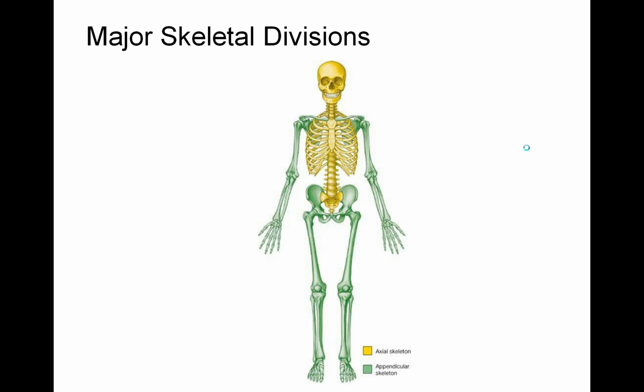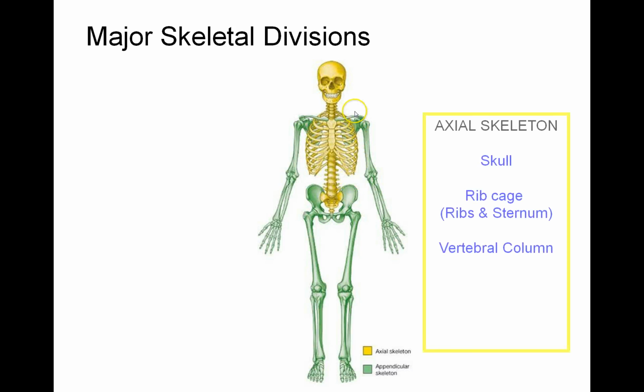When we look at the skeleton, we can divide it into two major areas. In yellow, we can see the axial skeleton, and in green, the appendicular skeleton, which is made up of the bones of the limbs. If we focus our attention first on the yellow axial skeleton, we can see that it consists of the skull, the rib cage, which means the ribs themselves, the costal cartilages, and the sternum, as well as the vertebral column. All of these bones make up the axial skeleton.